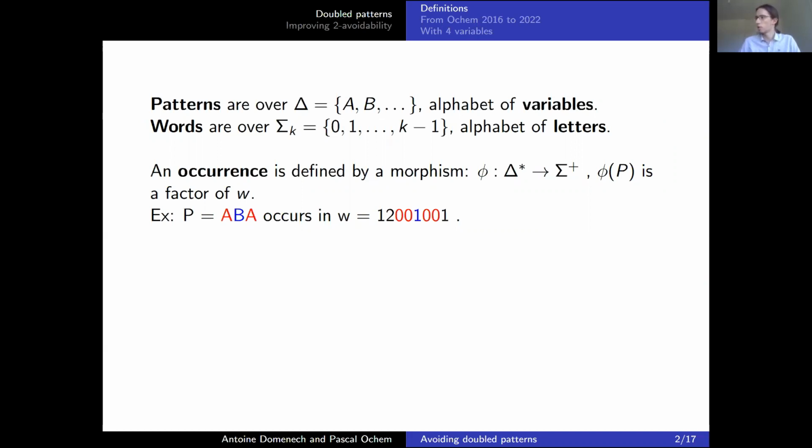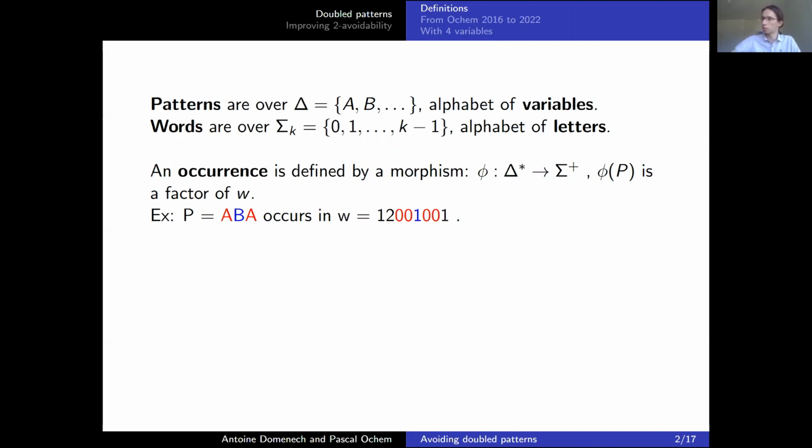First, let's all have the same convention. A pattern is written with letters that we call variables, and we will denote them with capital letters A, B, C, D, and so on. And words will be over an alphabet of letters 0 to k-1. If we have k letters, we take 0 to k-1. And so we are talking about the avoidance of patterns. So let's look at what avoiding a pattern means.